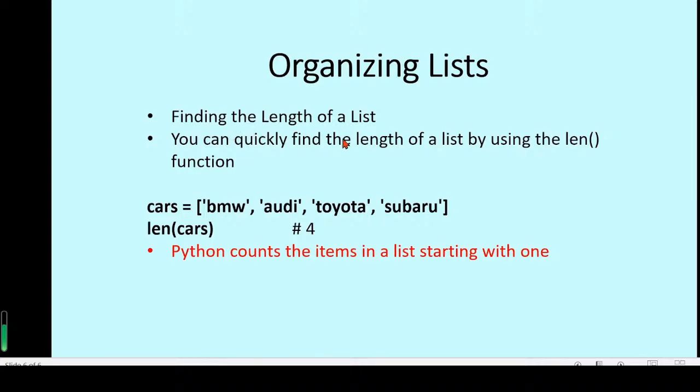Okay, finding the length of a list. You can quickly find the length of a list by using the len function. So we can use len(cars) and it will return the number 4. Note that Python counts the items in a list starting with 1, not from 0.